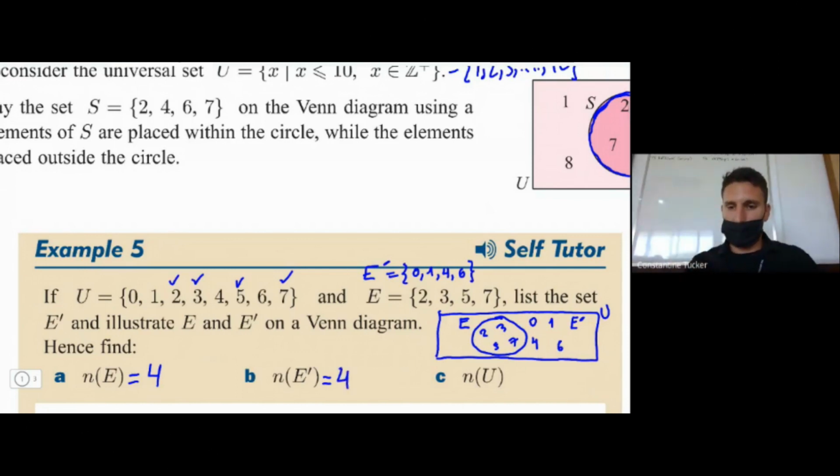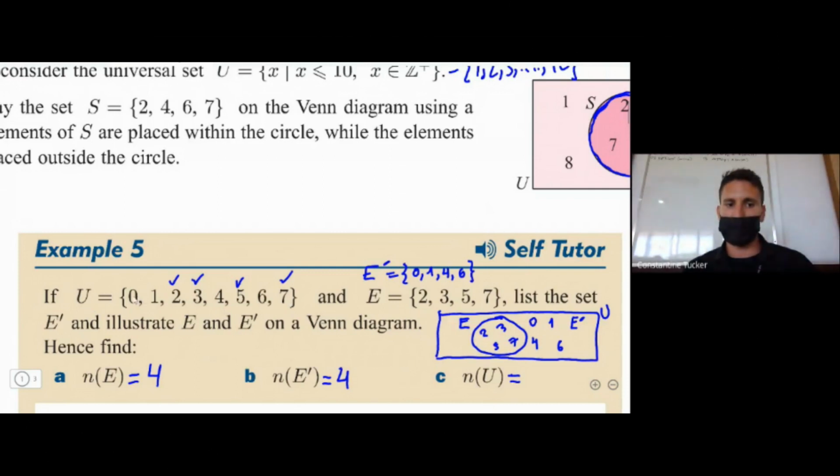And last but not least, what is n of U? It is 8. Excellent. So I thought we would have at least one student who would fall into a trap here by saying, oh, look at U. It's the numbers between 0 and 7. So we have 7 numbers. Quack, quack, quack. You missed the 0.